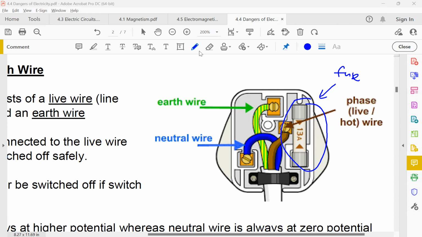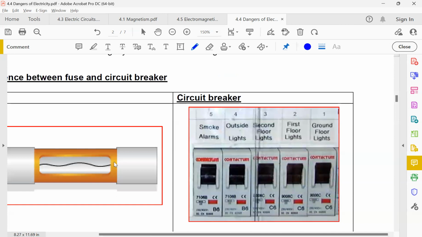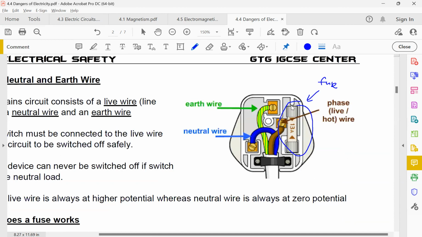When it detects an excessive amount of current flowing through here, inside this fuse there's actually a wire, a specially engineered wire that allows only a certain amount of current to flow. So if more than 3 amperes of current flow through here, the wire will literally fuse and break into 2. When it breaks into 2, it prevents current from flowing, because the current will flow in through the live wire into your electrical device and then flow back out through the neutral wire. So it always has to go through the fuse first.